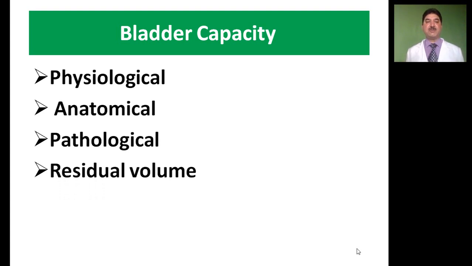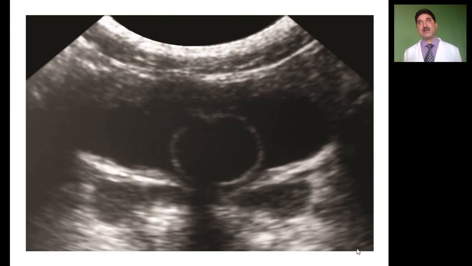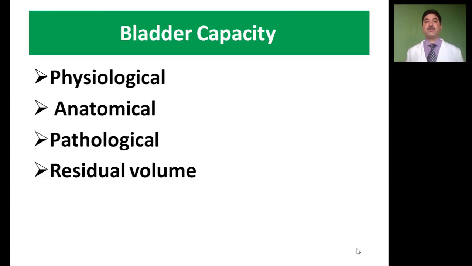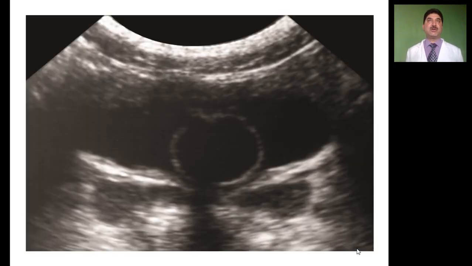What is residual volume? When a patient comes with a history of urinary outlet obstruction, we ask the patient to come with a full bladder. Then we do an ultrasound and measure the volume of the urinary bladder. Then we ask the patient to pass urine, and we again do an ultrasound. Up to 100 ml of urine within the urinary bladder, we take it as normal. More than 100 ml is abnormal. So the amount of urine that remains in the urinary bladder after passage of urine is called the residual volume. Up to 100 ml, we take it as normal. More than that suggests outlet obstruction.